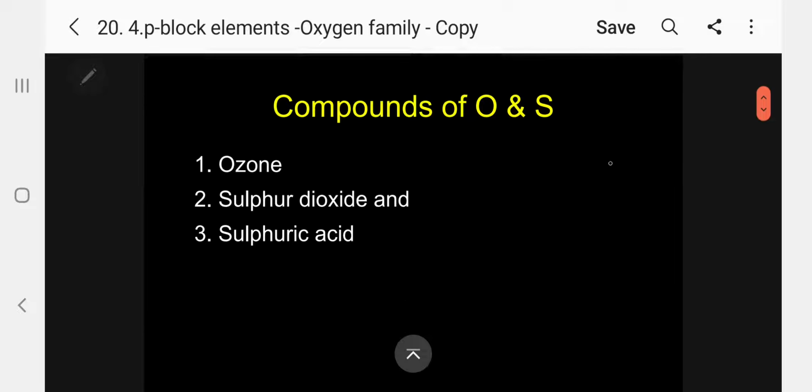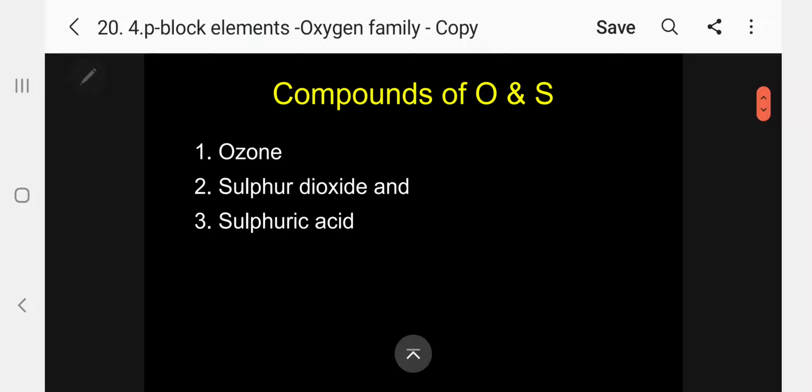Now, let me come to what I am going to discuss today, the compounds of oxygen and sulfur. Under oxygen, I am going to discuss preparation, properties and uses of ozone. Under sulfur, I am going to discuss sulfur dioxide and sulfuric acid as per our syllabus. Kindly follow.